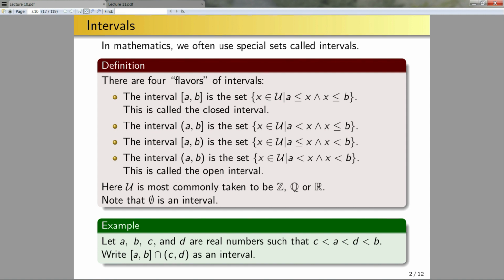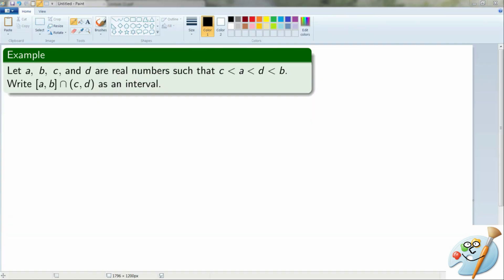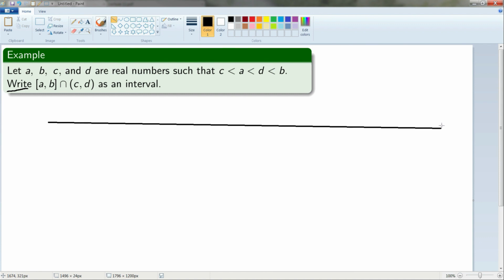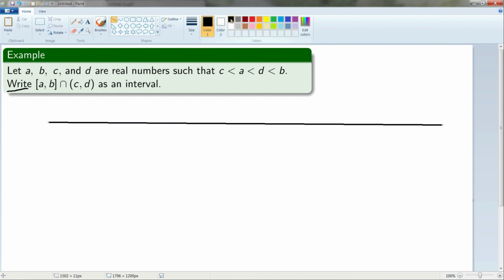So let's go over to our good friend Mr. Paint. Okay. A key thing to note for this problem is that I simply told you to write this as an interval. I didn't ask for any particular justification that it can be written as this interval. So how could I do this? Well, let's draw a number line. And on this number line, let's indicate where a, b, c, and d are. So I know that c is the smallest of these objects, so c is sitting here. Next, I have a. Next, I have d. And next, I have b.